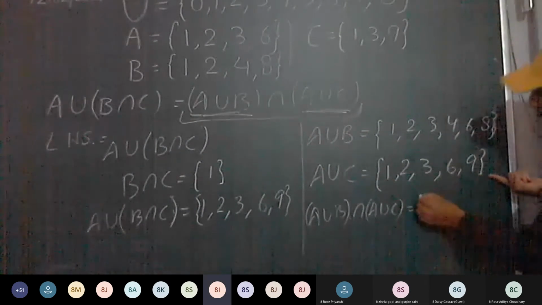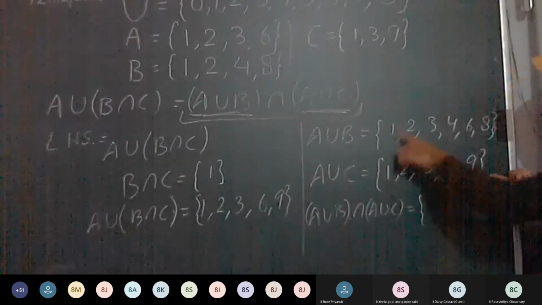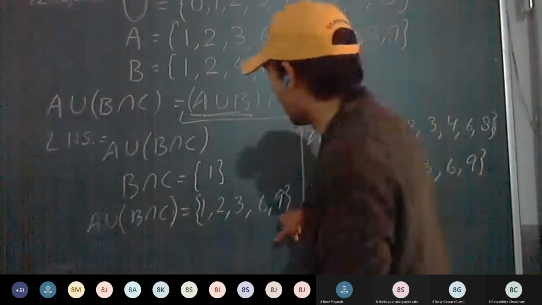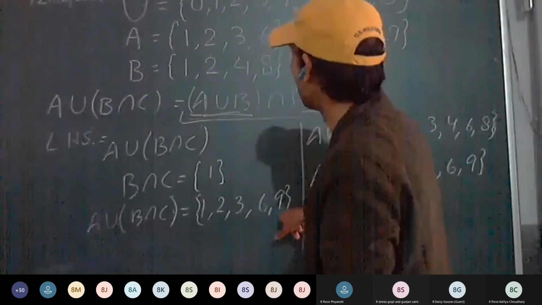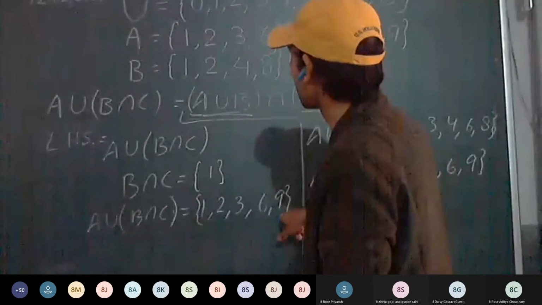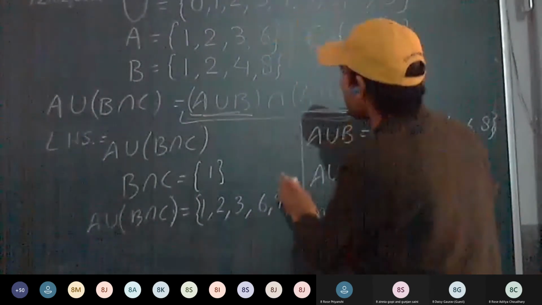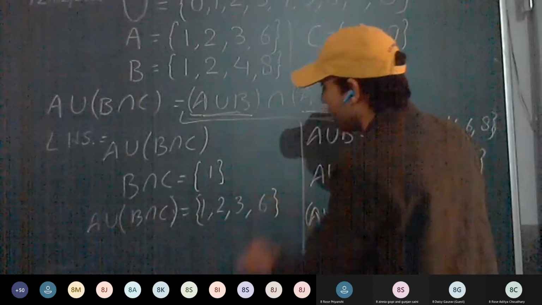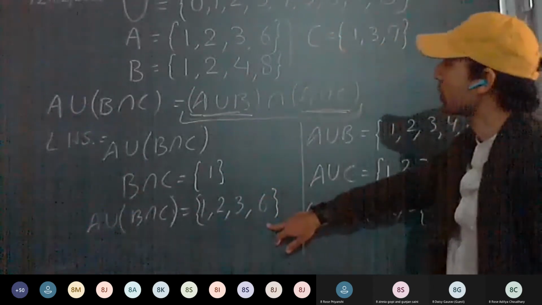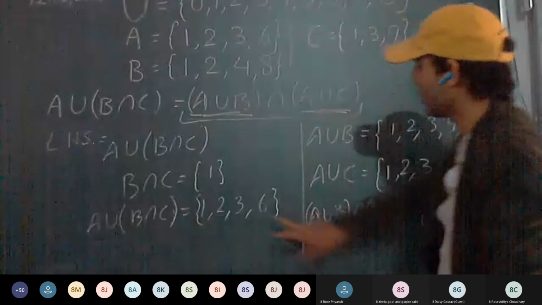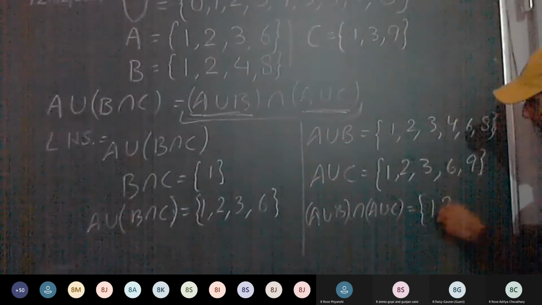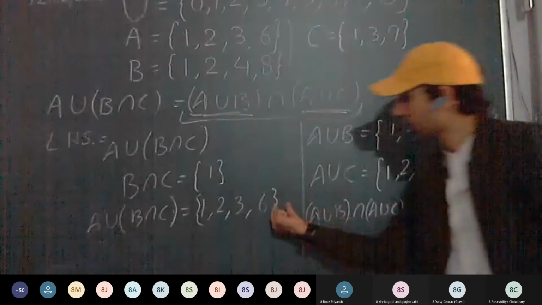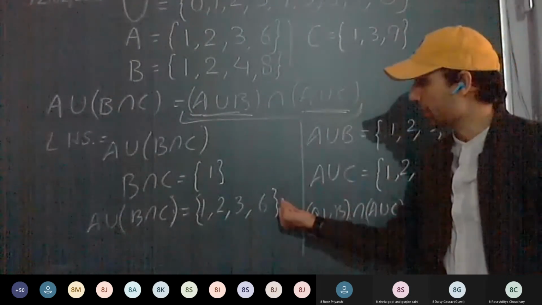Okay, time is almost over. One minute I'll be taking. 9 we won't be getting. (A union B) intersection (A union C): here no 9 will be there. 1, 2, 3, 6. This will be done. Understood? Okay. There will be no 9. By mistake I put 9 here.